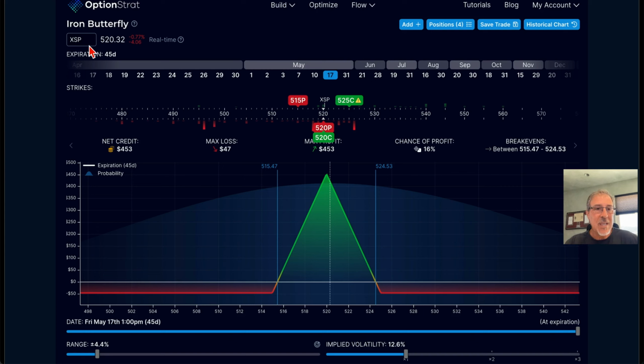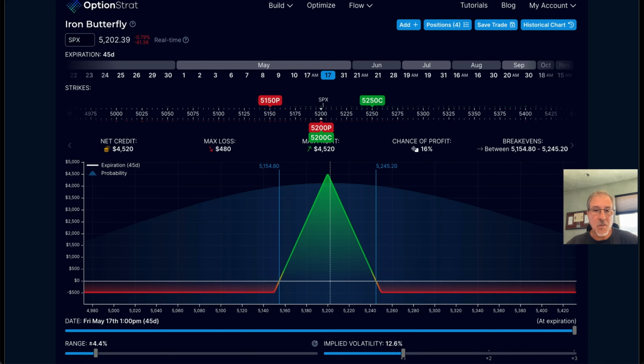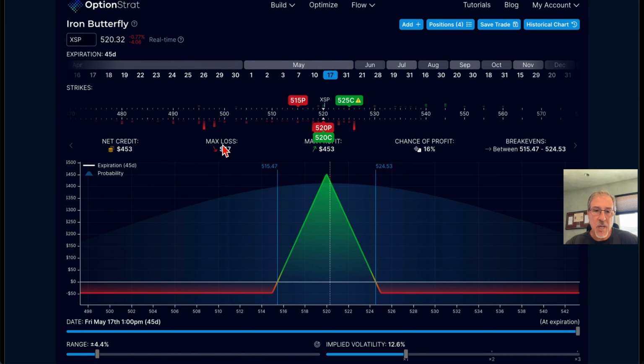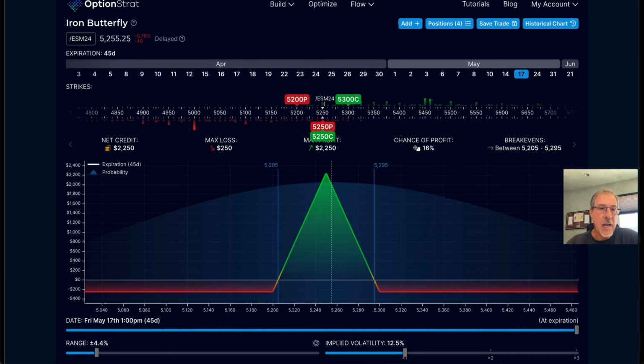So the next one is the XSP. This is the SPX's baby brother, if you will. If you're trading the XSP doing this same trade, of course it's 1/10 the size, so these are 5-point wings instead of 50-point wings, and we have a max loss of 47 and a max gain of 453. So again, we can look at those two: 4,500 and 480. They're essentially the same, so 10% of what it would be if you were trading SPX.